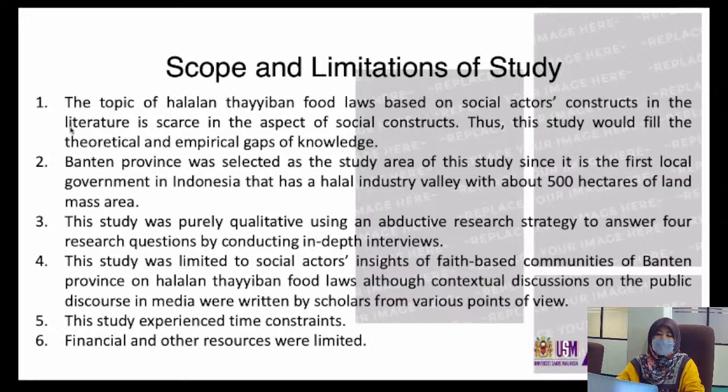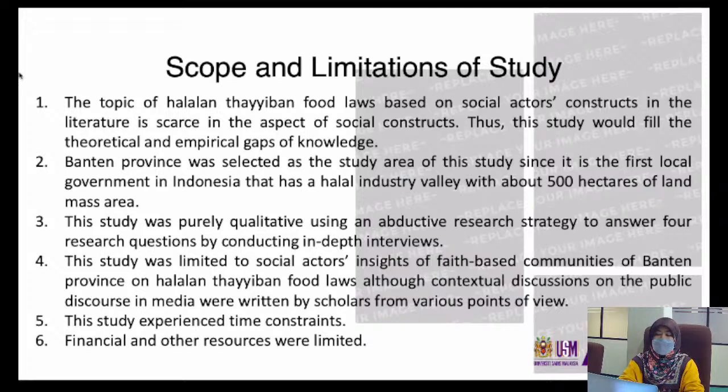This study was purely qualitative, using an abductive research strategy to answer the research questions by conducting in-depth interviews. The study was limited to social actors inside faith-based communities of Banten province on Halalan Toyyiban food laws, although contextual discussions on the public discourse in media were written by scholars from various points of view. The study experienced time constraints, and financial and other resources were limited.